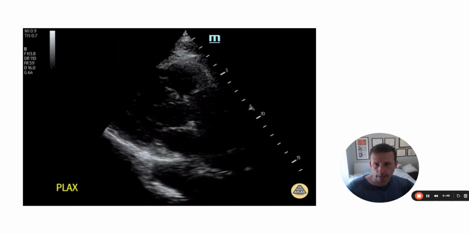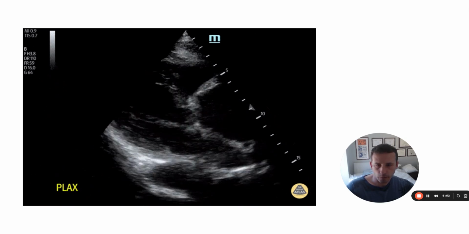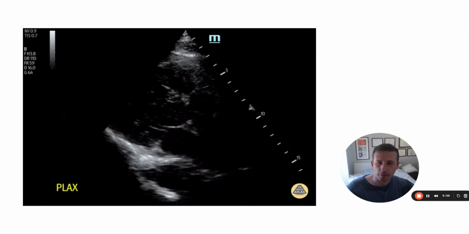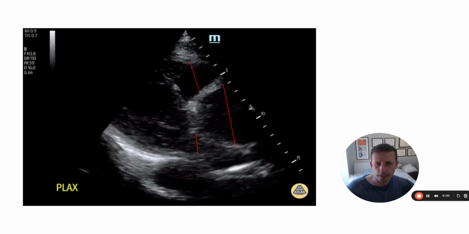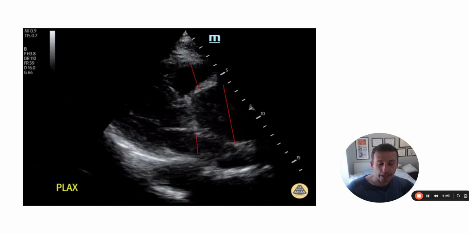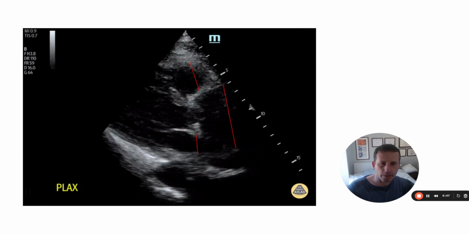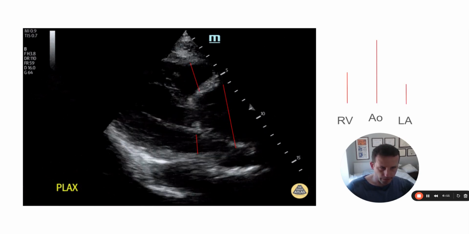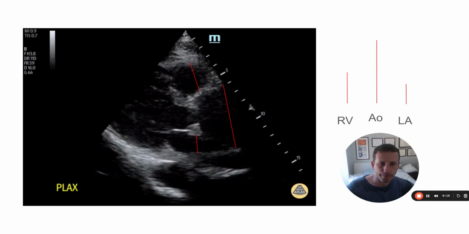Here, I'll let you just look at the image for a few cycles and try to determine which of those chambers is big. Probably not too hard to figure out. So our aorta is ginormous. This was an aneurysm and had progressed into a dissection of the ascending thoracic aorta. So there's your aorta, super wide relative to the RV and LA.